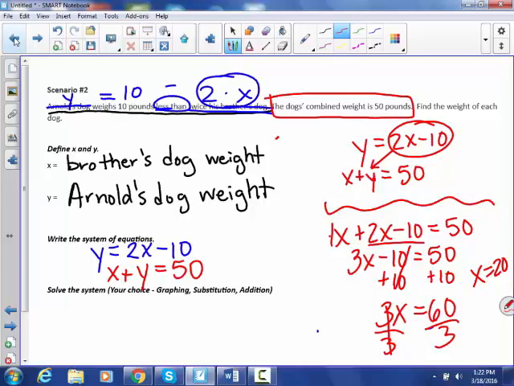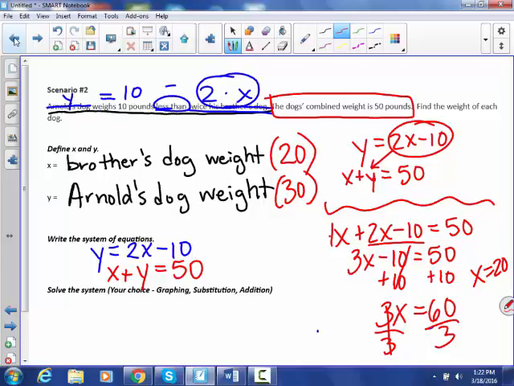So his brother's dog weighs 20. What does that mean his dog weighs? Twice that, but minus 10 off of that. 30. And isn't 20 plus 30 50? So remember, it's got to make both equations work. The 20 and 30. Yeah.